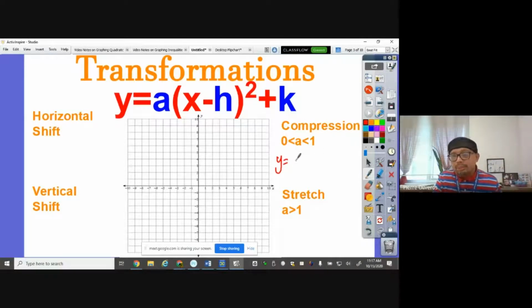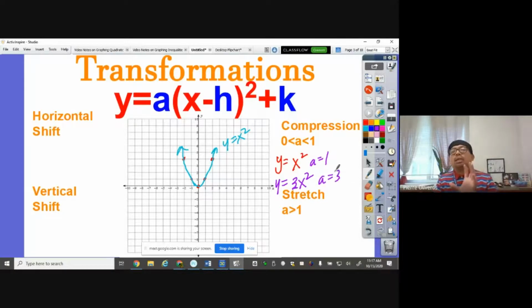For example, let's say y is equal to x squared first. That's the parent function. You go to the origin, 1 up, 1 over, up 3 over, reflection, reflection, and then we just connect them, right? We connect them, boom, boom. So that's y = x². Okay. So the value of a there is equal to 1. So what if we make it y = 3x²? Okay. That's a equal to 3. Something bigger than the parent function.